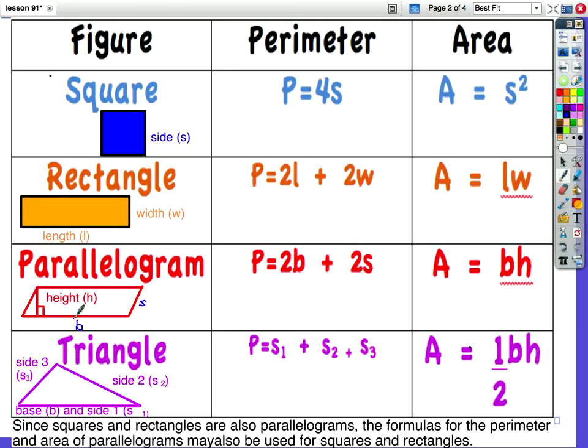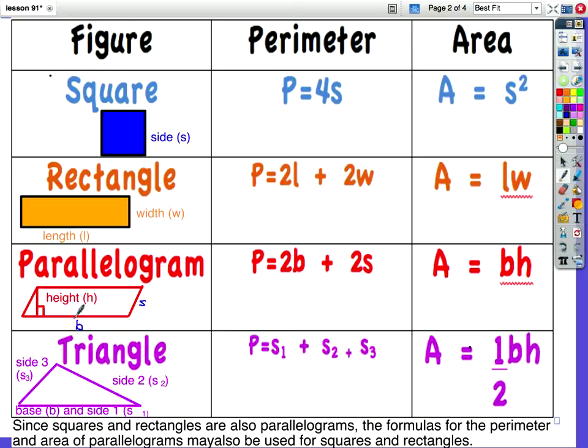Now for a triangle, for the perimeter, we're just going to take side 1 plus side 2 plus side 3. We're going to add up the sides. For the area, we're going to take 1/2 times the base times the height, or base times height divided by 2. Okay, we talked about how those are the same. Now pretty much all this should be review.